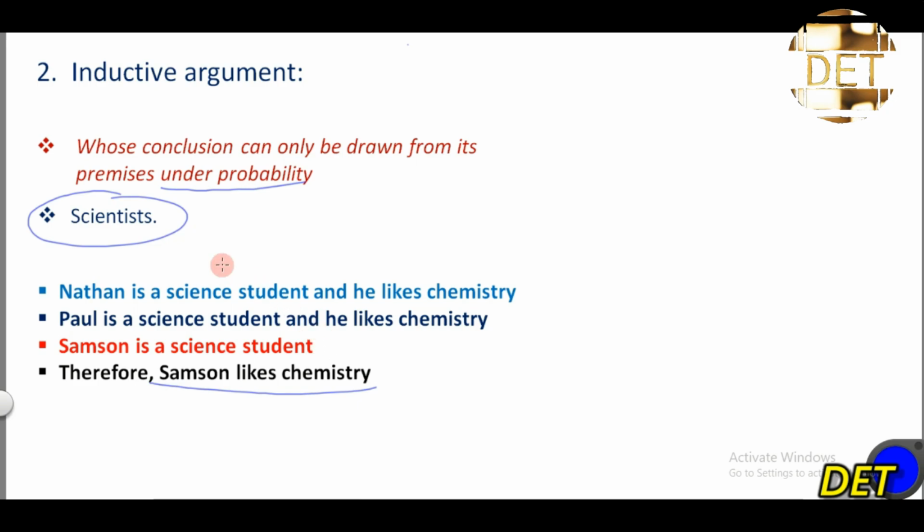like chemistry, right? So an inductive argument is a type of argument, like I said, whose conclusion can only be drawn from its premises under probability. So that Samson likes chemistry is under probability. So this conclusion is under what? Probability. And it's very important for you to know that this is the type of argument that scientists use in deducing their laws.